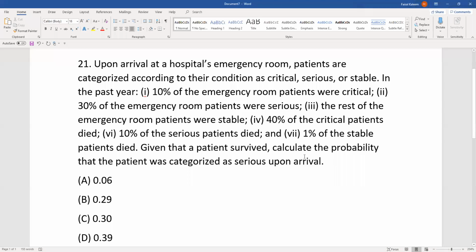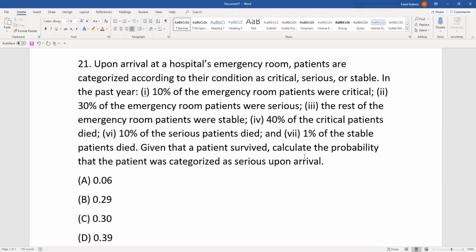Upon arrival at an emergency room, patients are categorized according to their condition as critical, serious, or stable. In the past year, 10% were critical, 30% serious, rest stable. 40% of critical patients died, 10% of serious patients died, and 1% of stable patients died. Given that a patient survived, calculate the probability that the patient was categorized as serious upon arrival.